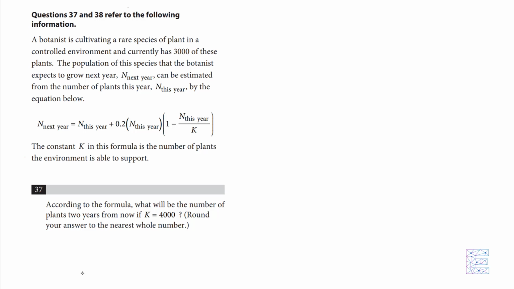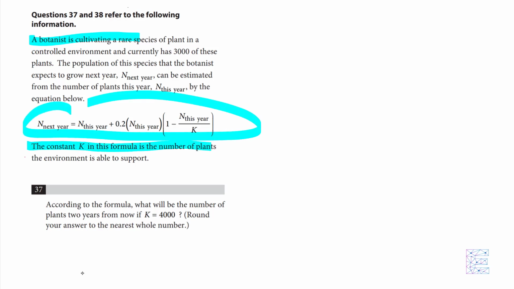A botanist is cultivating a rare species of plant in a controlled environment and currently has 3,000 of these plants. The population of this species that the botanist expects to grow next year can be estimated from the number of plants this year by this equation. The constant K in this formula is the number of plants the environment is able to support.